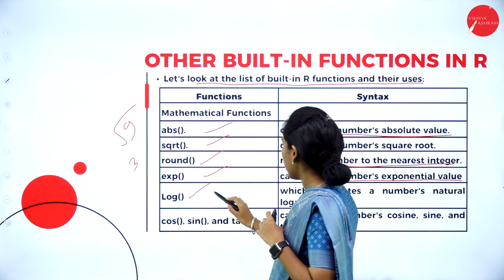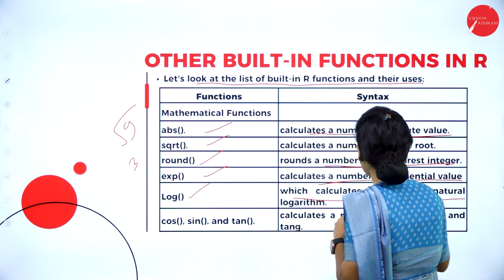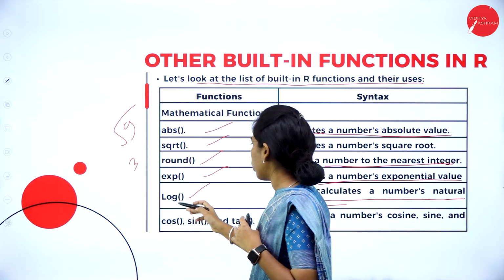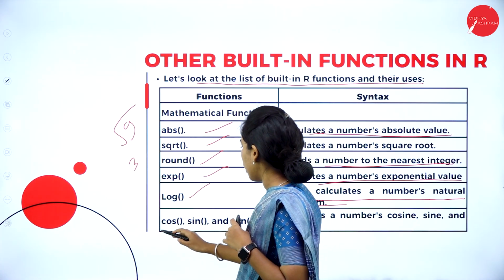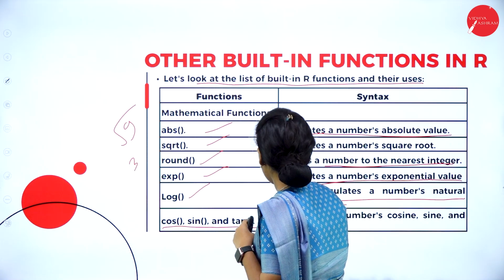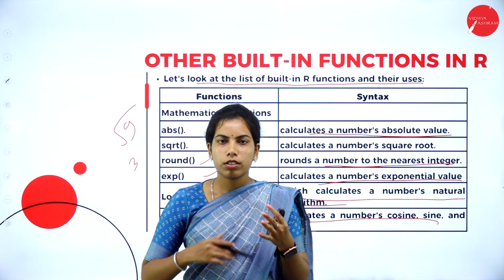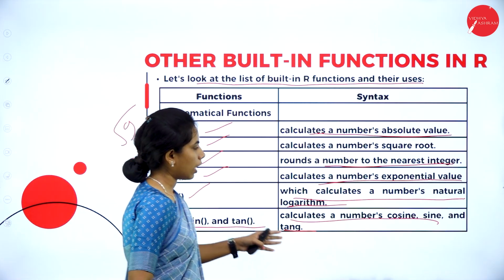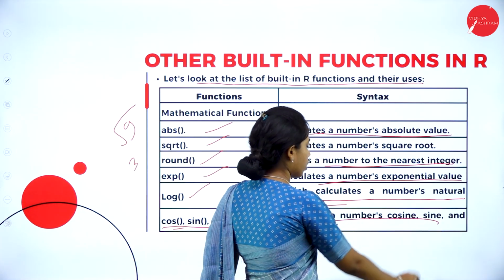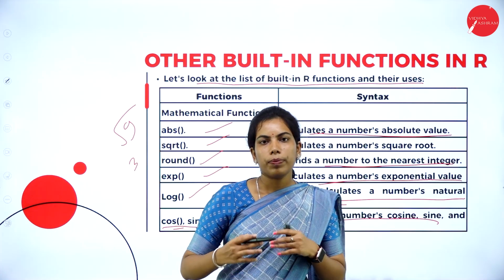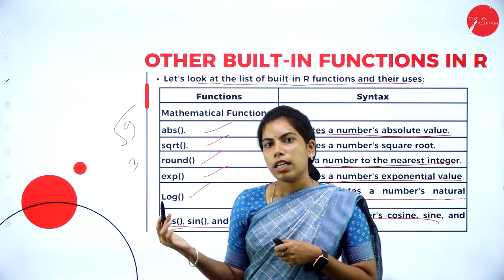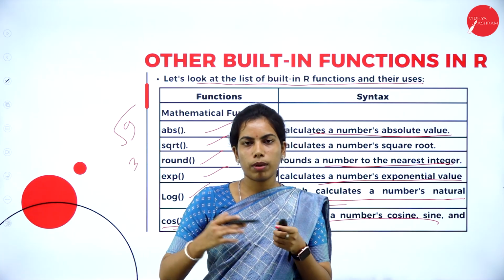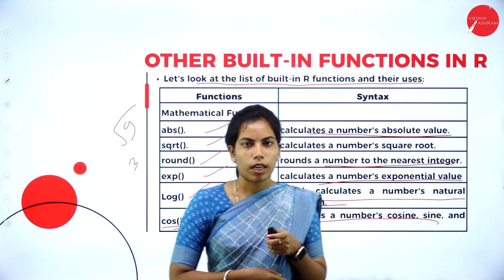And for log, which calculates the natural logarithm of a number, we use log as the function name. And cos, sin and tan are trigonometric functions, so in that case we call cos, sin and tan. They calculate the cosine, sine and tangent of any number. This is how built-in functions and user-defined functions are declared in R programming. Thank you.